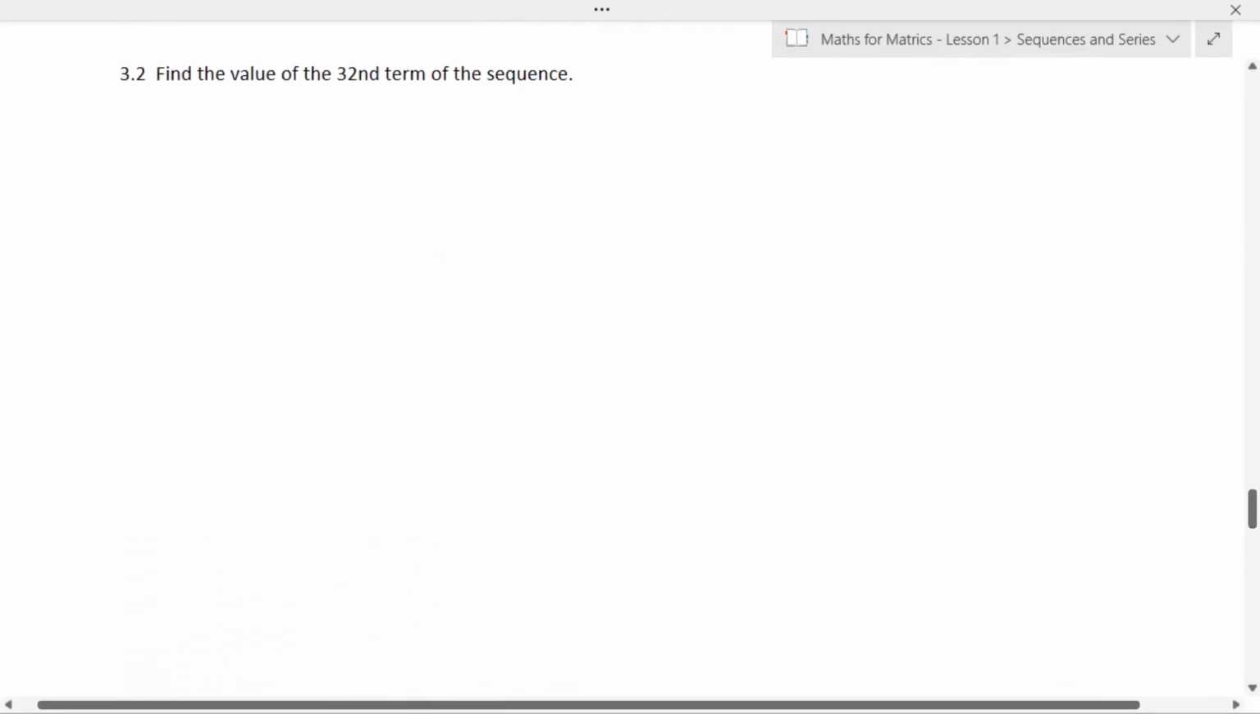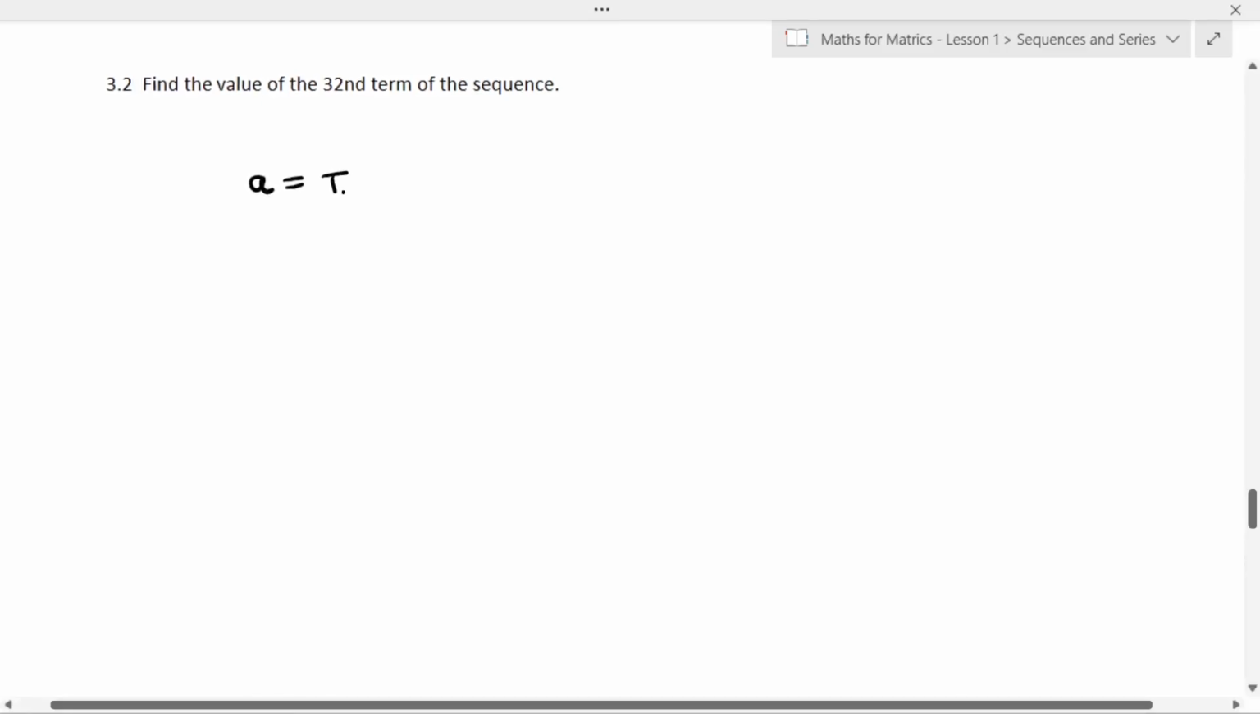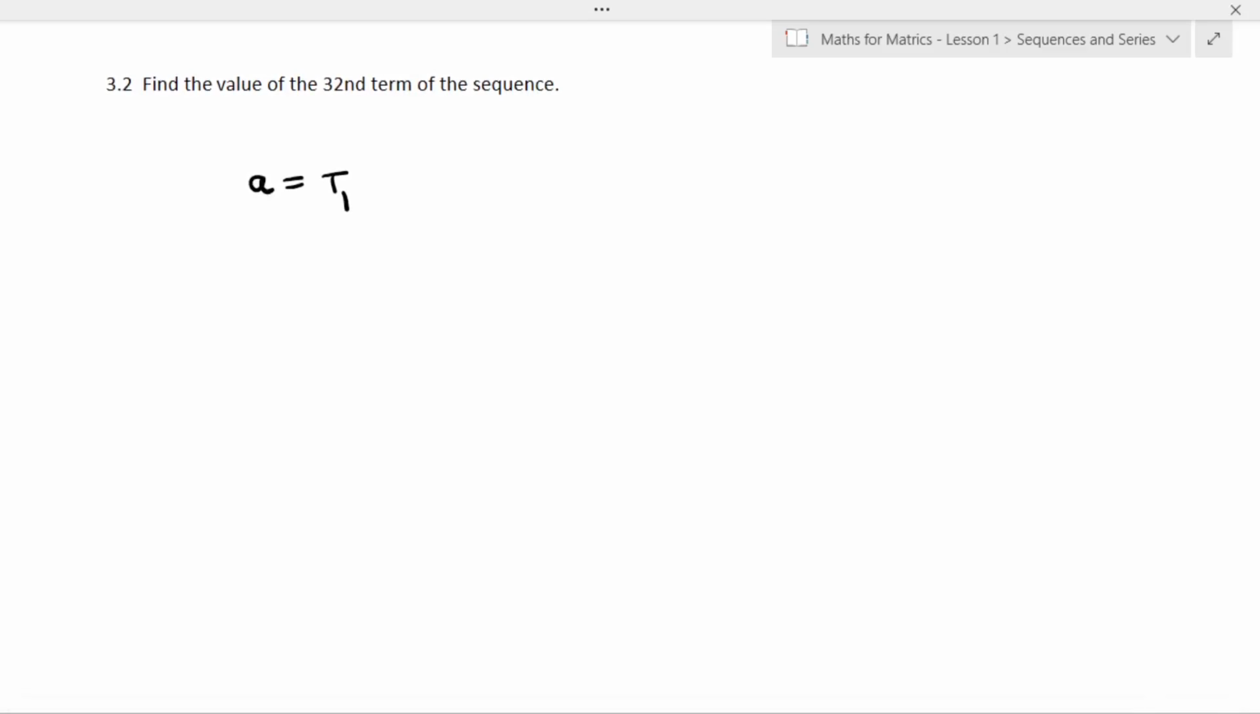3.2. Find the value of the 32nd term of the sequence. For us to solve this problem, we need to find a, the first term of the sequence, and d, the common difference between the terms, so that we can determine the nth term of the sequence. a is the first term of the sequence, therefore, a is equal to t1. And t1 is equal to 5x minus 3. We already know that x is 2, so we can go ahead and substitute it into the equation. 5 times 2 is 10, and 10 minus 3 is 7. Therefore, a is equal to 7.